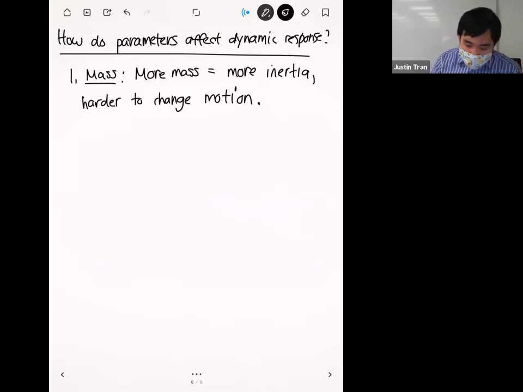And so speaking mathematically in terms of a vibration response, the more mass something has, the slower the oscillation is going to be.